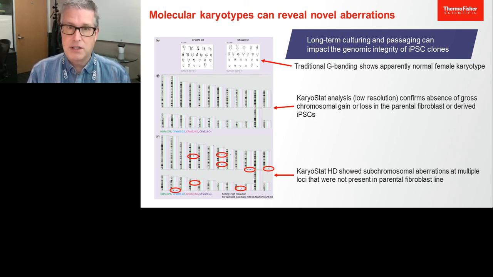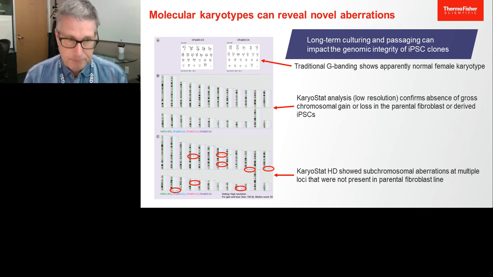The KaryoStat is a low resolution way to do this, and we also have something called the KaryoStat HD. In this case, using the KaryoStat HD and these induced pluripotent stem cells, we're able to show that the KaryoStat HD did pick up some smaller aberrations at multiple loci that were not present in the parental line. But because of the high resolution of the KaryoStat HD, we're able to find them and at least have an idea about where we had duplications or loss of chromosomal integrity in these loci. So these molecular karyotypes can reveal novel aberrations at a resolution that's better than G banding.